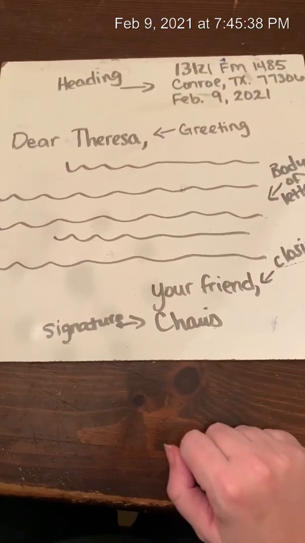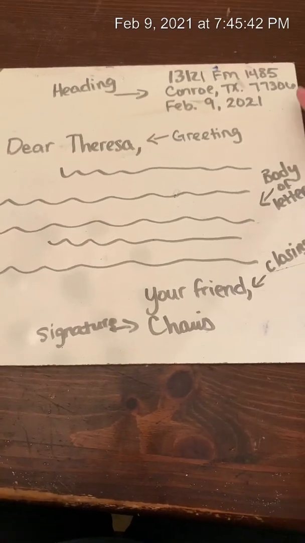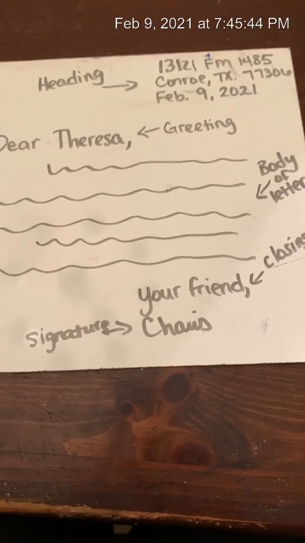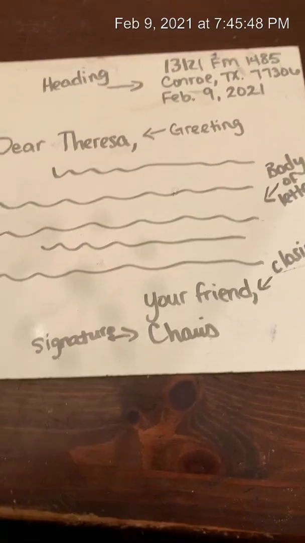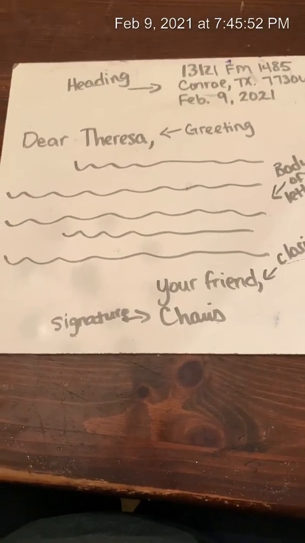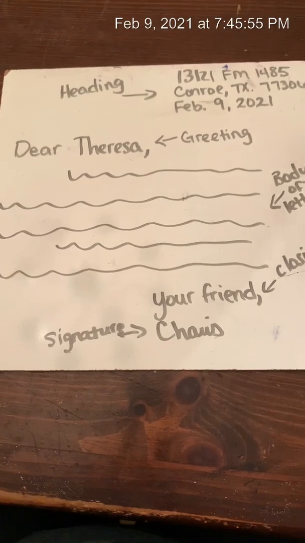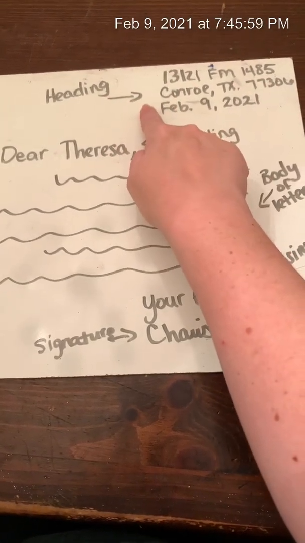The first thing that you're going to put on your piece of paper in the right-hand corner is your address, okay? I don't know your address. I hope you know your address. If you don't, then ask your parents. This is my address, so that is called our heading.